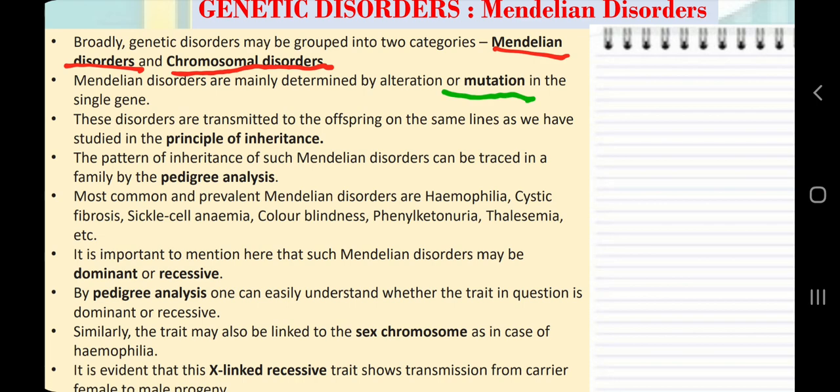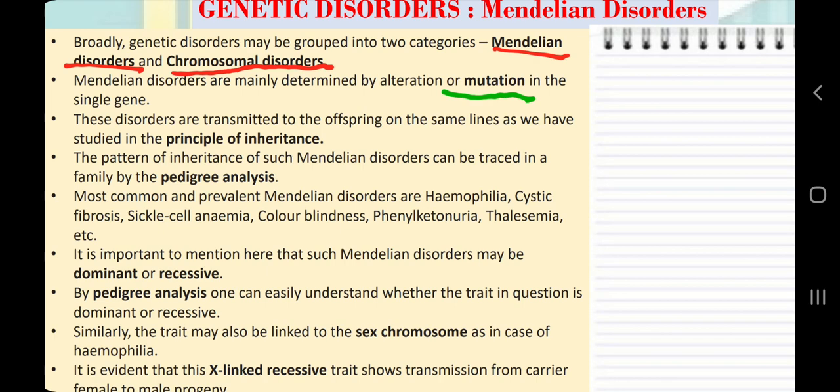in Drosophila. Most common and prevalent Mendelian disorders are hemophilia, cystic fibrosis, sickle cell anemia, color blindness, phenylketonuria and thalassemia. These disorders are called Mendelian disorders because they include some changes in the sequence of DNA or the gene of these characters. That is why these diseases are called Mendelian disorders. And if any disorder includes addition or deletion of chromosomes, then it will be called chromosomal disorders or chromosomal aberrations.